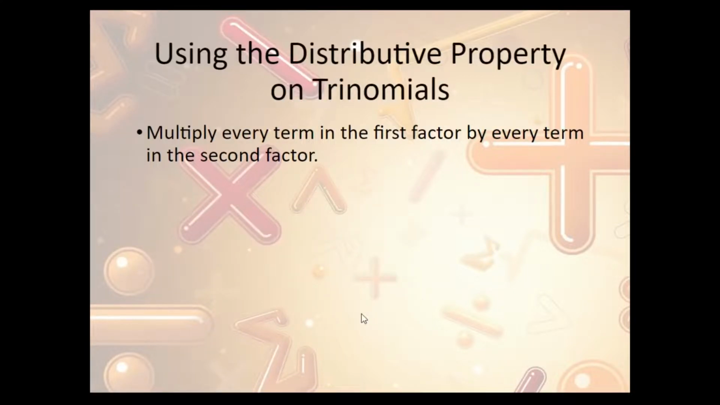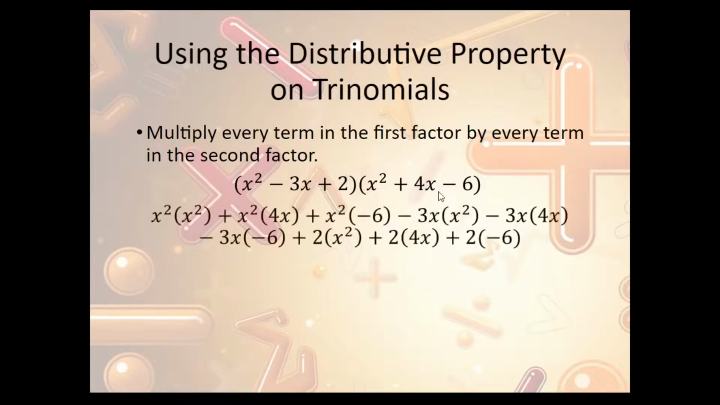So what about trinomials? So what if it's 3 terms? It's no different. We do the same thing. So we take x squared and multiply it by x squared. We take x squared and multiply it by 4x. We take x squared and multiply it by negative 6. Then we do it for the second term. Negative 3x times x squared. Negative 3x times 4x. Negative 3x times negative 6. And then we do it with the 2. 2 times x squared. 2 times 4x. 2 times negative 6. And this looks like a lot of stuff, but once we combine like terms, it shouldn't be so bad.